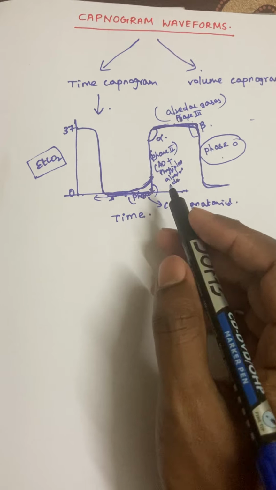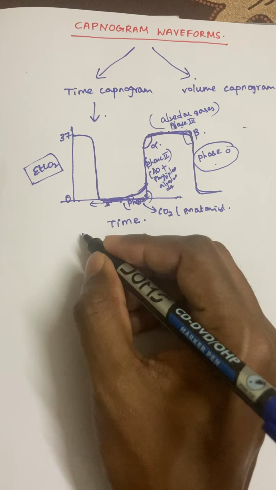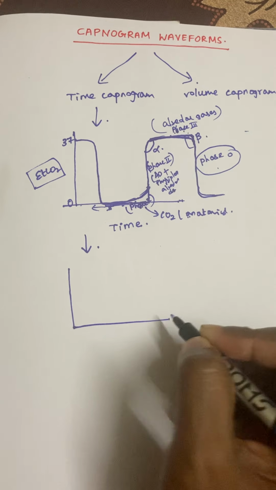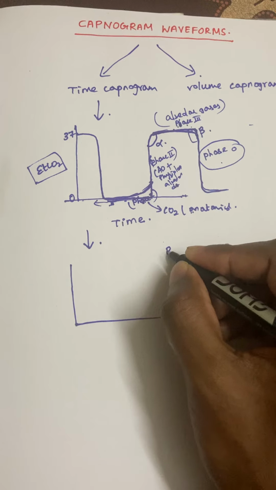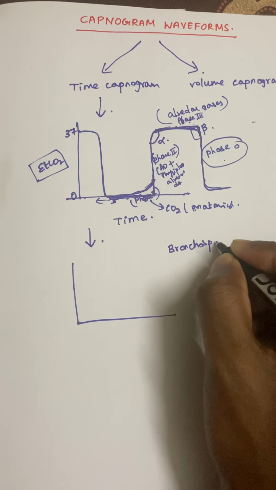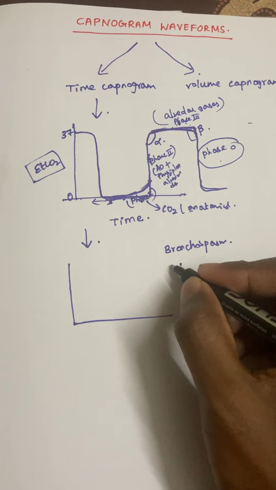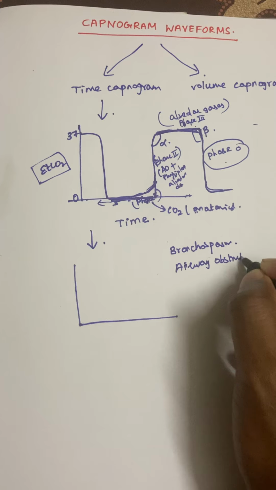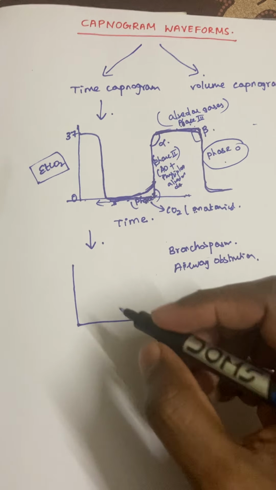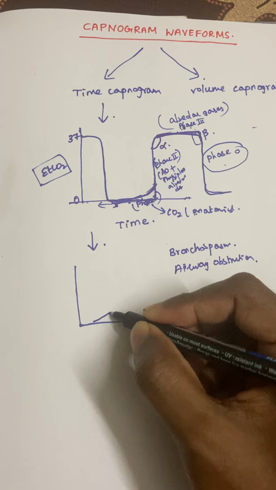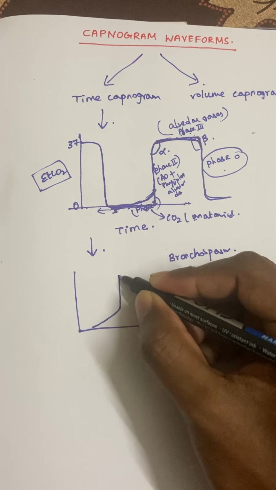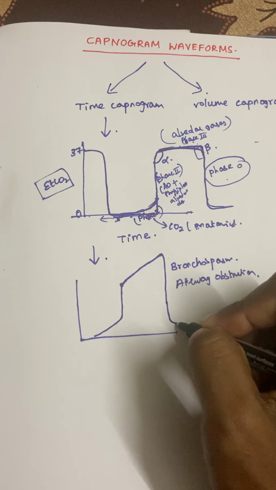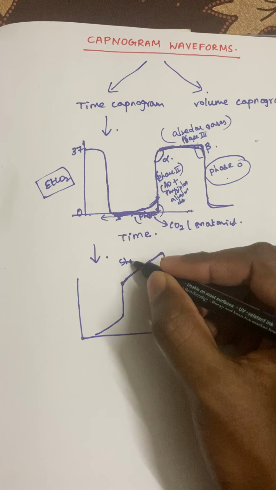Now we will look at the different abnormal capnogram waveforms. Suppose the patient has bronchospasm, COPD, airway obstruction, or a partial endotracheal tube obstruction. What happens is that phase 1 will be normal and phase 2 will be normal, followed by phase 3, where the slope is increased. This looks like a sharp fin appearance.